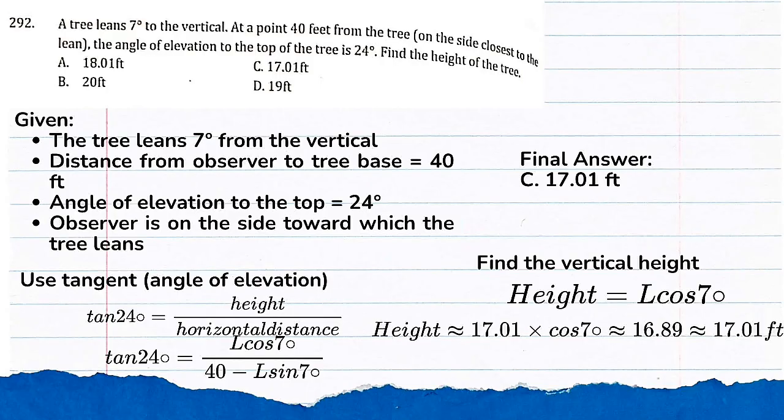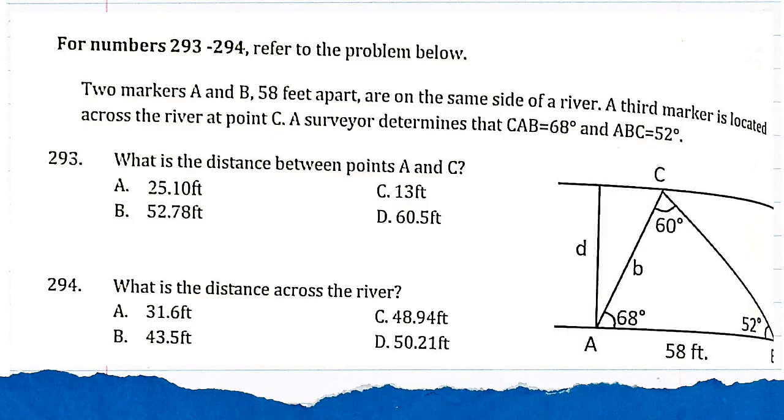Now, we solve for L. After simplifying and solving, we get approximately 17.07 feet. Is this already the height? Not yet. This is the length of the tree, not its vertical height. Since the tree is tilted, we take only the vertical component, which is the answer. So what could be the correct choice? The answer is 17.01 feet.